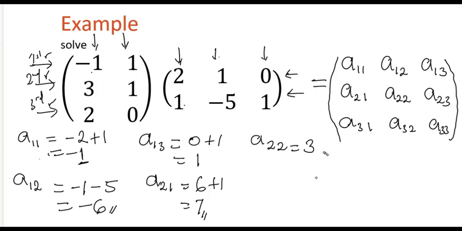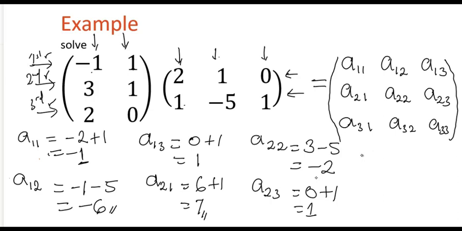1 times minus 5, you have minus 5. So the answer is minus 2. Now we have the second row, third column. We have 3 times 0, which is 0, plus 1 times 1. We have 1.